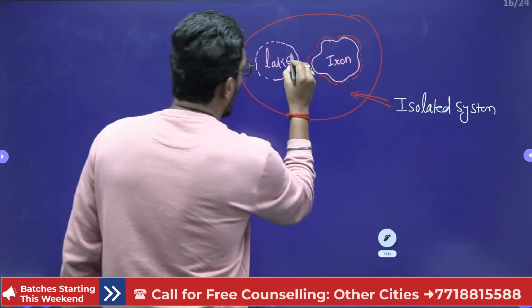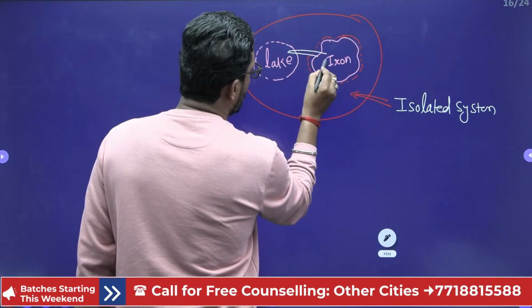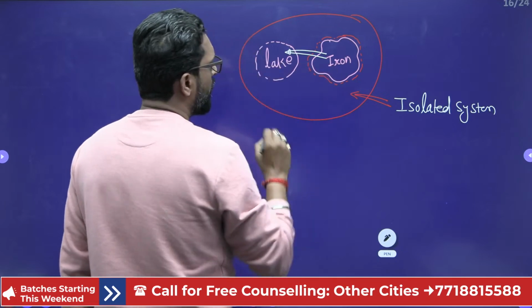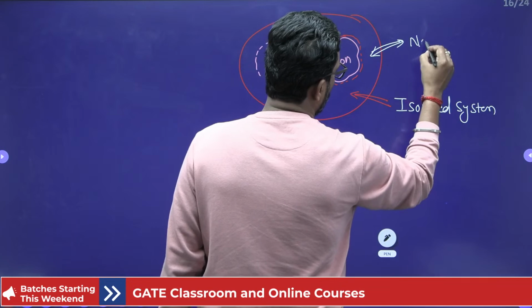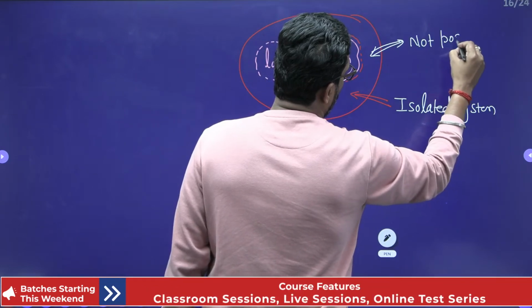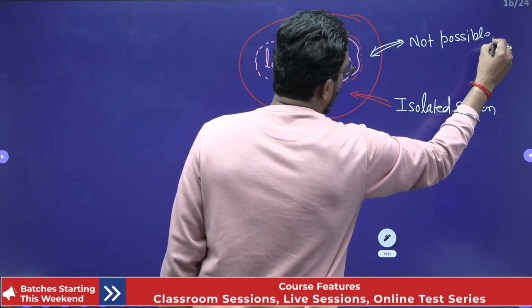That means exchange is only possible from this one to this one, but exchange from the outside to the inside is not possible. So this is an isolated system.